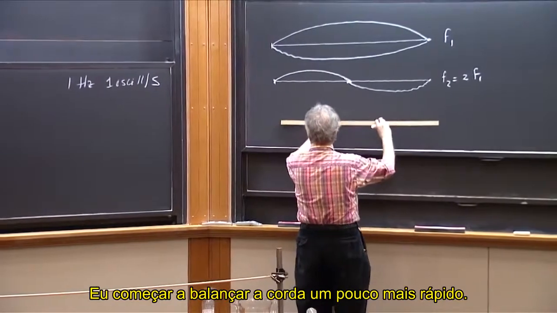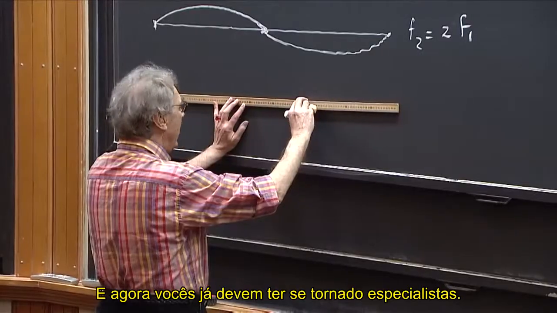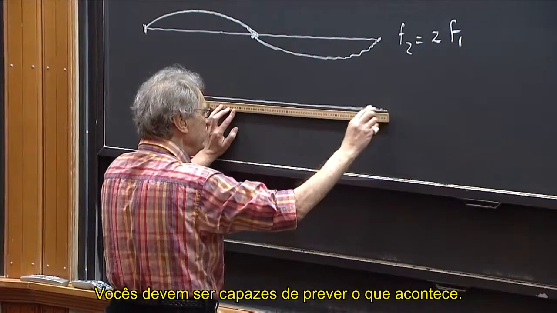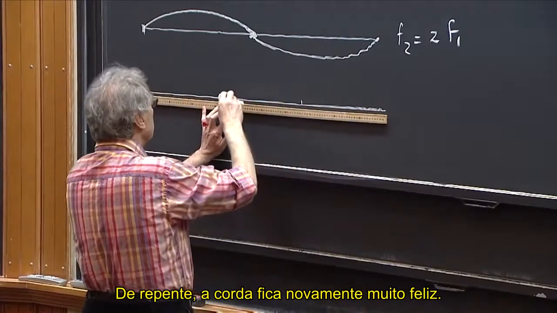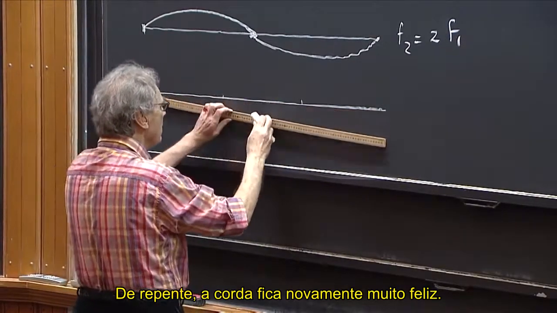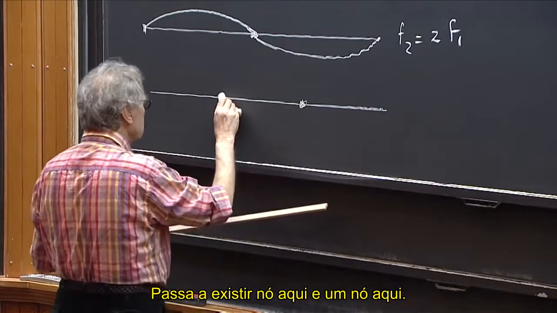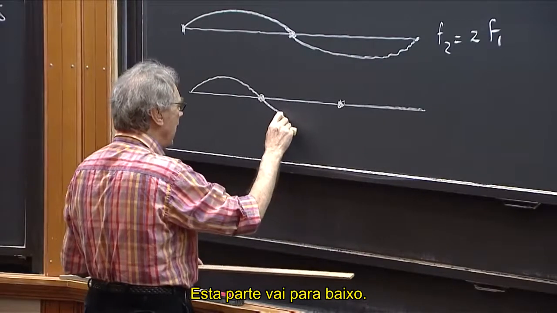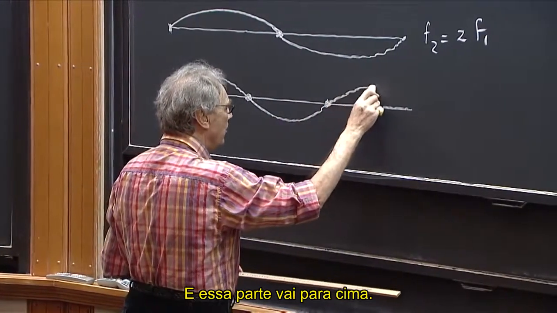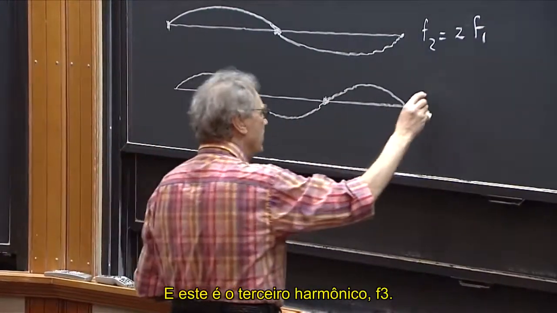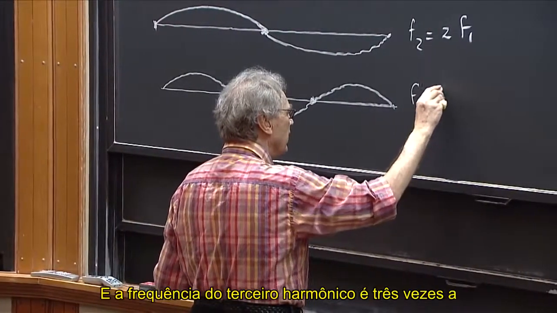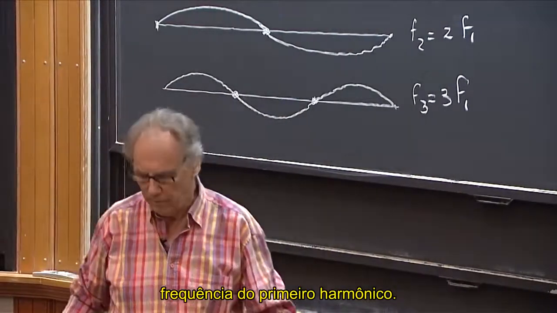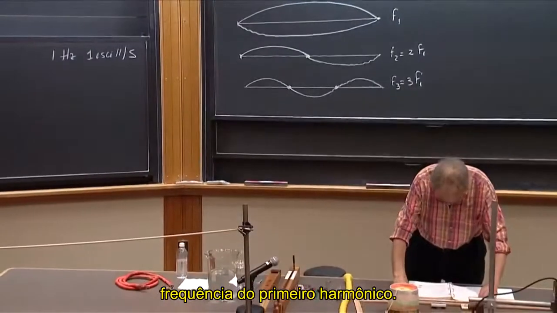I start shaking it a little faster, it ignores me, and by now you should all become experts. You should be able to predict what happens. All of a sudden, the string is again very happy. There's going to be a node here and a node here. And now this part goes up, this part is down, and this part goes up. And here's the end. And this is the third harmonic, F3, and the frequency of the third harmonic is 3 times the frequency of the first harmonic.